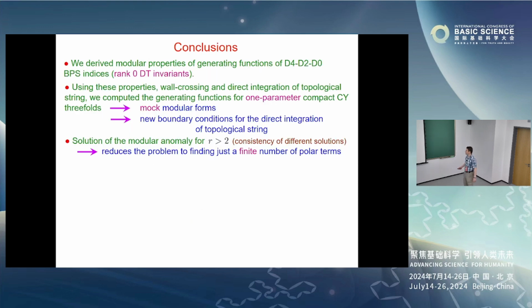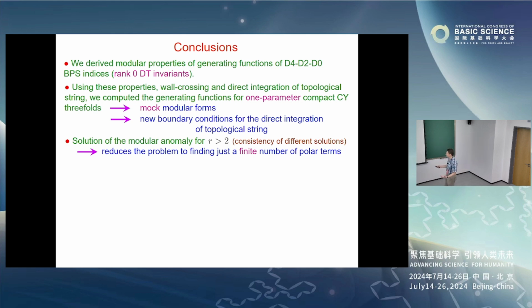So let me just go to the conclusions. There are 3 main messages here. First of all, we derived modular properties of generating functions of the D0-D4 invariants. We know them exactly, and they're quite general. They describe many objects. And using these properties, wall crossing and direct integration of topological strings, we were able to compute for some one-parameter Calabi-Yaus these generating functions exactly.